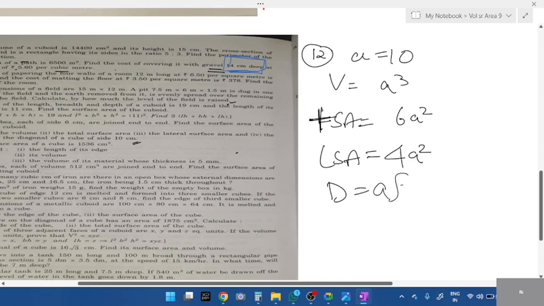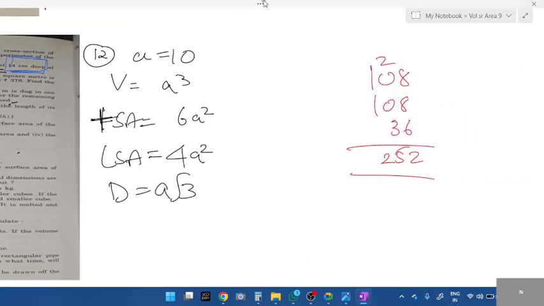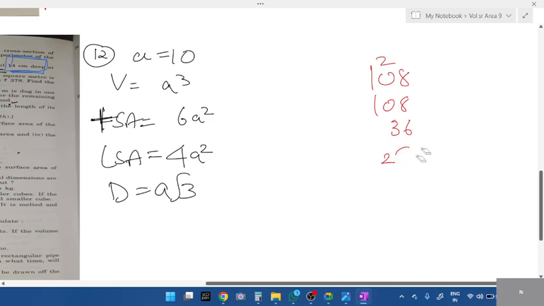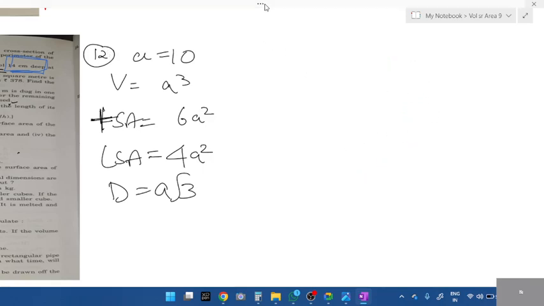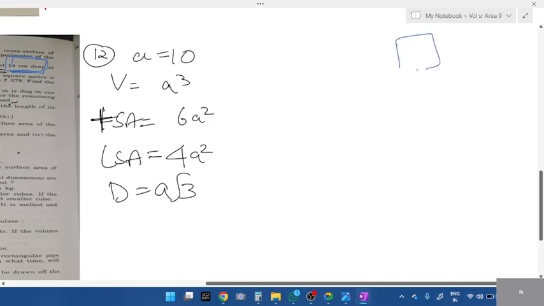A root 3, students. A root 3 is the diagonal. Fine. If you're getting confused with the formula, look here, I'll tell you. What did I tell you for a cube? For a cube, all three sides are the same or different, students? All of them respond. It's the same, right?